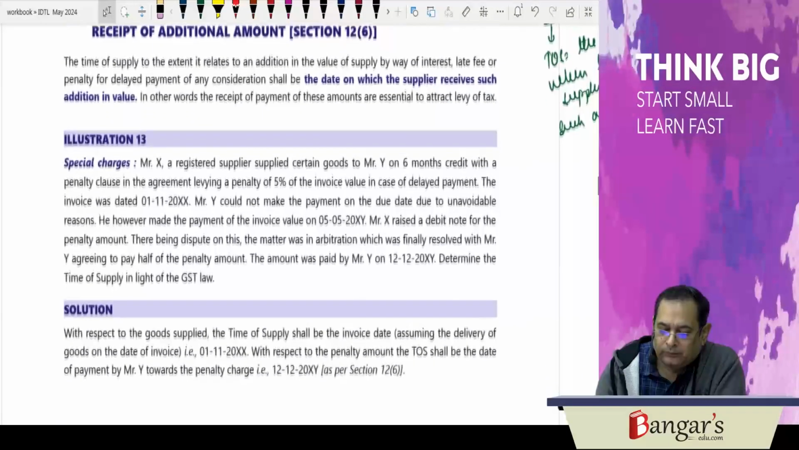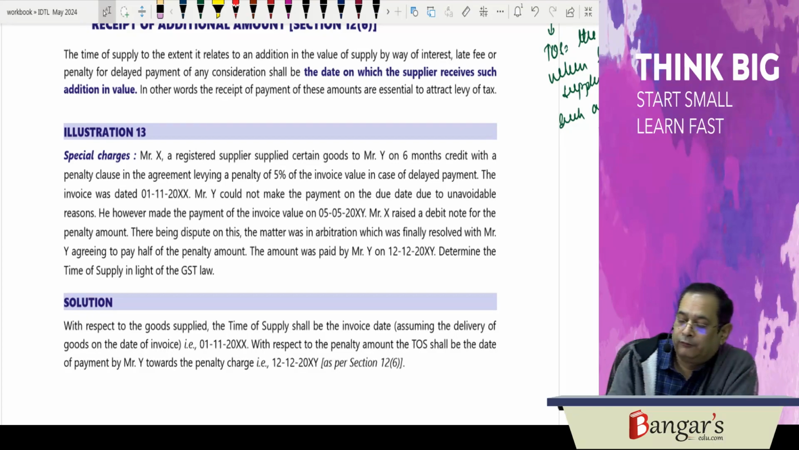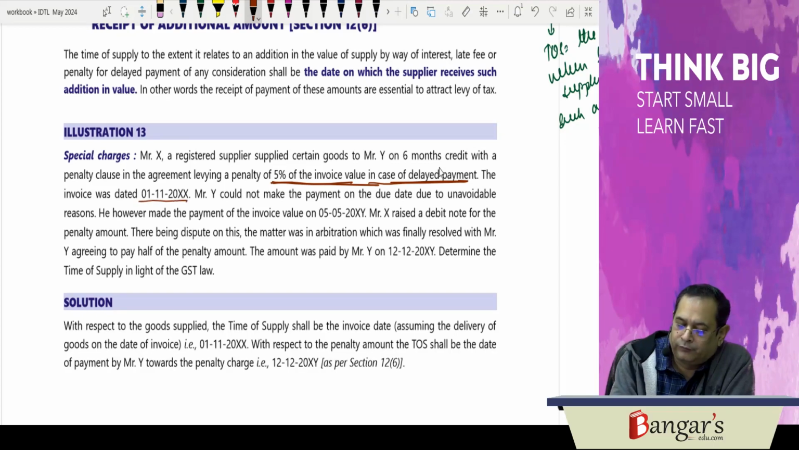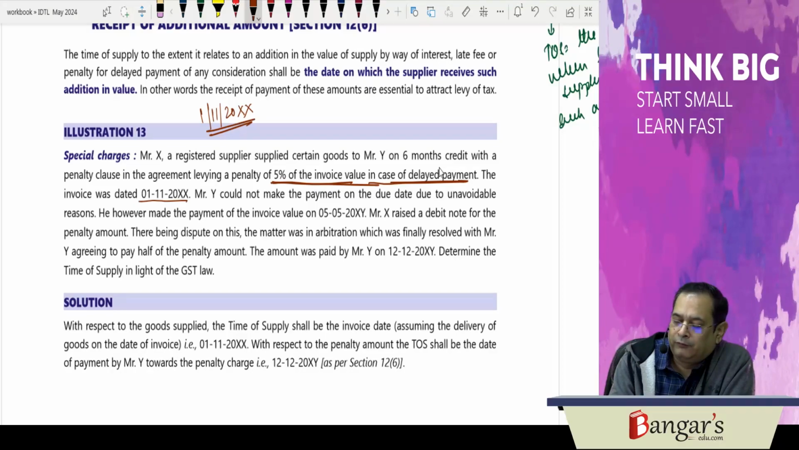Then one more question relating to special charges. X, a registered supplier, supplied certain goods to Y on 6 months credit with a penalty clause in the agreement, levying a penalty of 5% of the invoice value in case of delayed payment. The invoice was dated 1st of November. Y could not make the payment on the due date due to unavoidable reasons, however, made the payment on 5th of May.